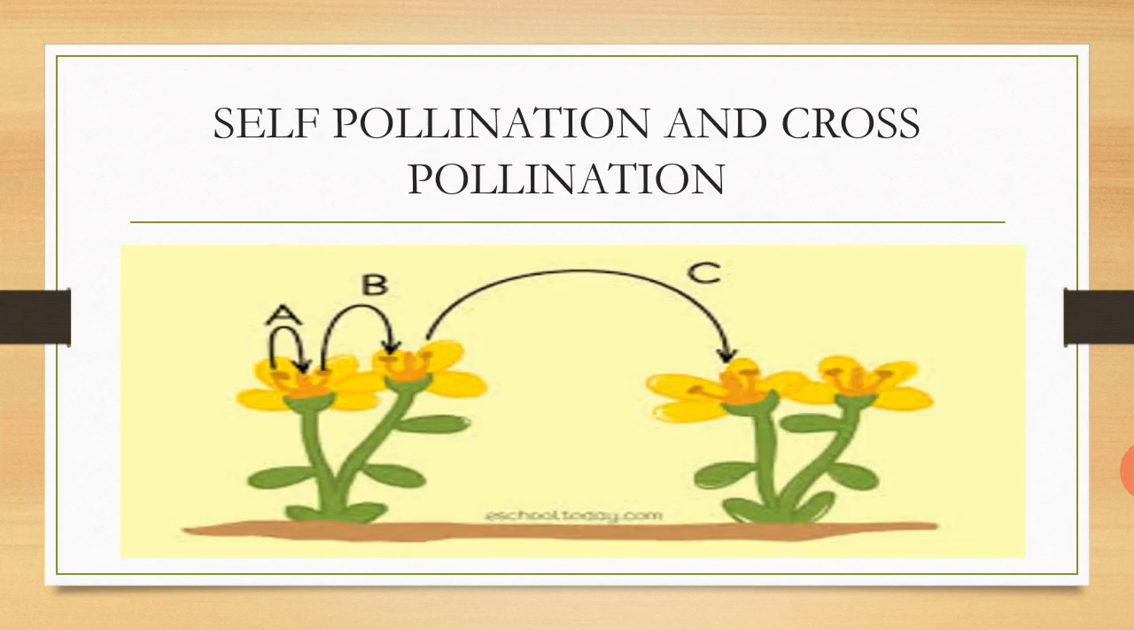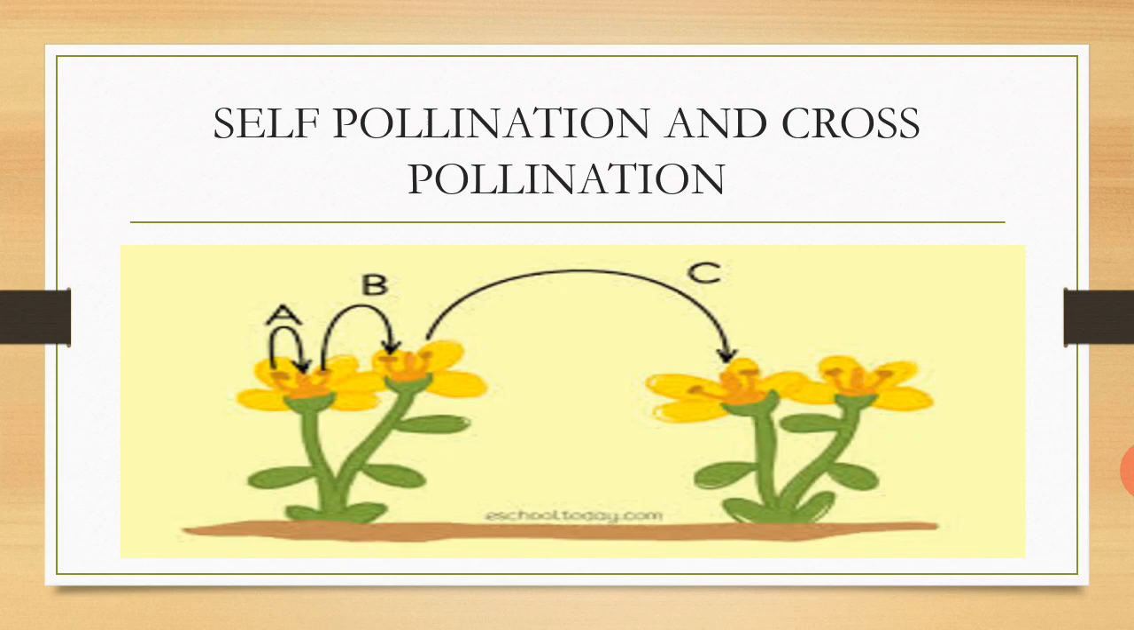Next comes the self-pollination and cross-pollination. Children, when pollination takes place from the anther to the stigma, it can go to the same kind of flower or it may go to a different kind of flower. Suppose you can see flower A and flower B. Flower A and B are the part of the same plant.